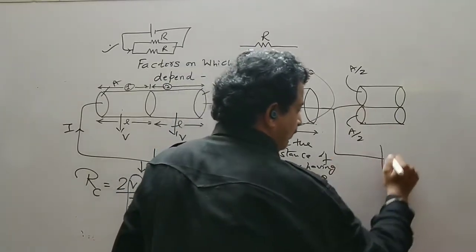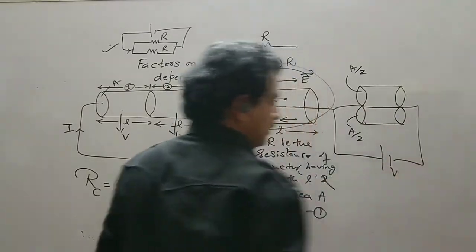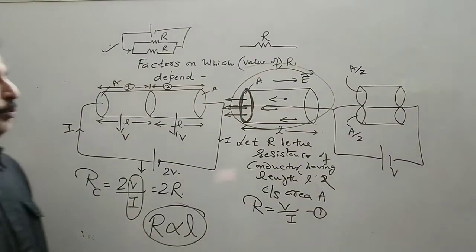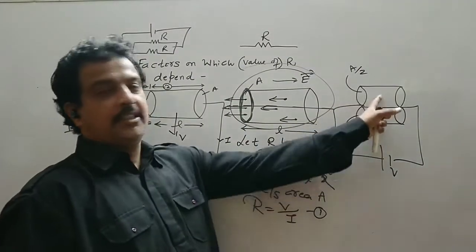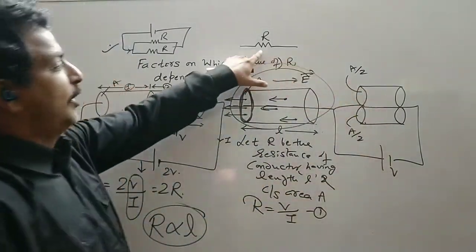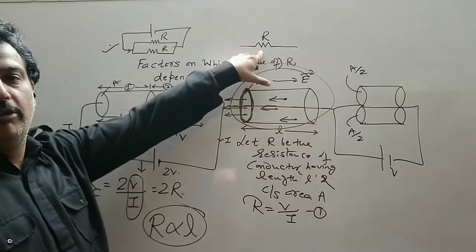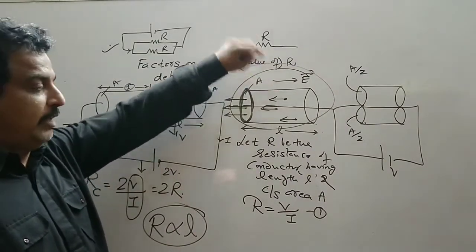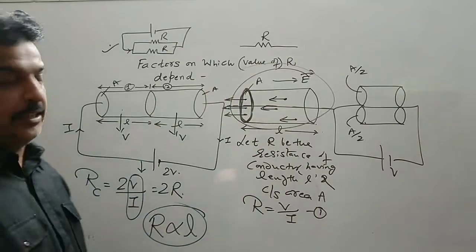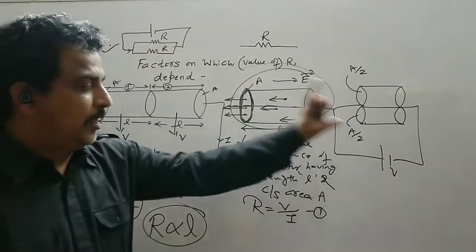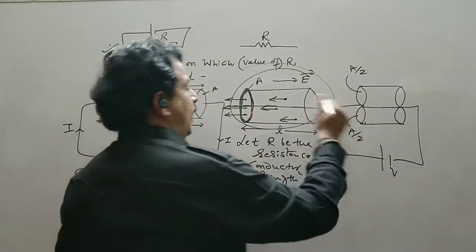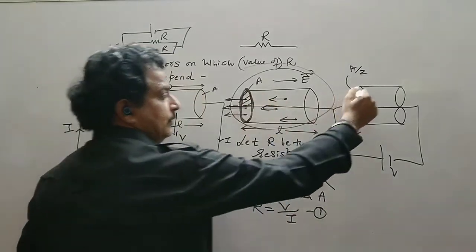Now it is connected with a battery V. So it is a parallel combination of two identical resistors. This is the symbol for a resistor, like we have a symbol for a cell, battery and a capacitor. And this is the situation now. Now this cross section has been halved.